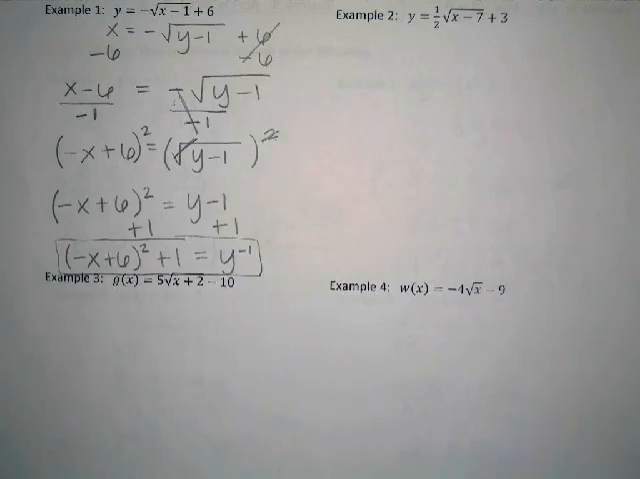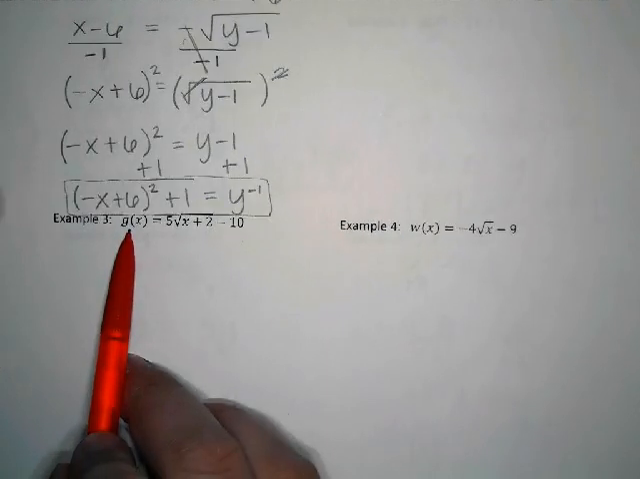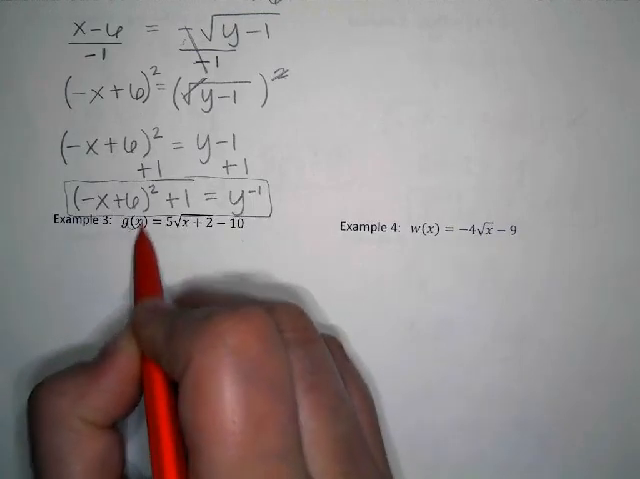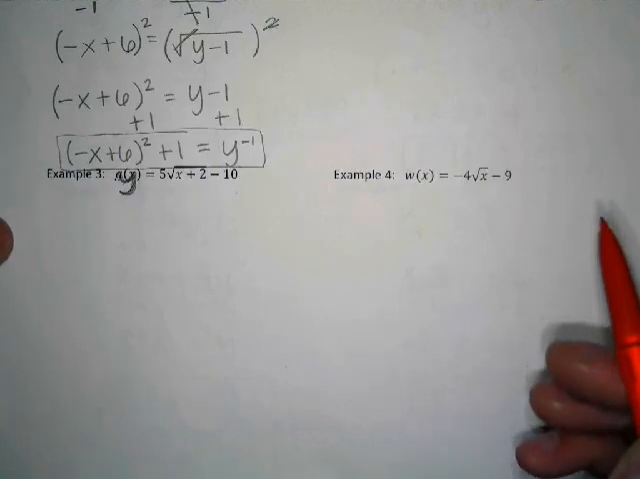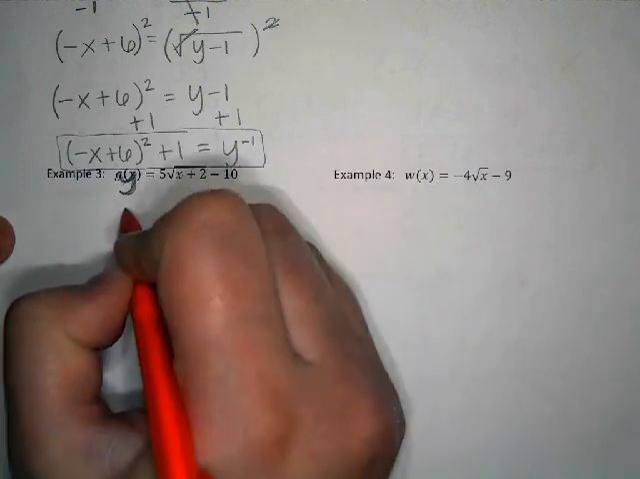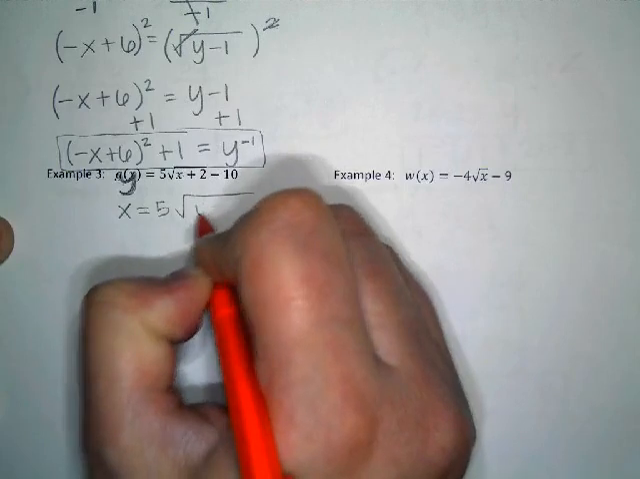Let's try this example right underneath it. So this one doesn't have a y. Can you guys tell where the y is when you start? It is the g of x. Yeah. It is, but the g of x is just another way of saying y. So this is the y right here. It's just got a different name for this one. Okay. So how do we start the problem? We switch the x and the y. Okay, so we're going to say x equals 5 square root y plus 2 minus 10.